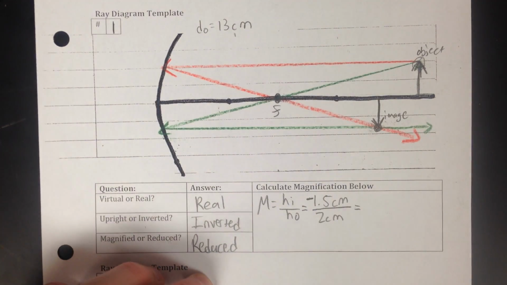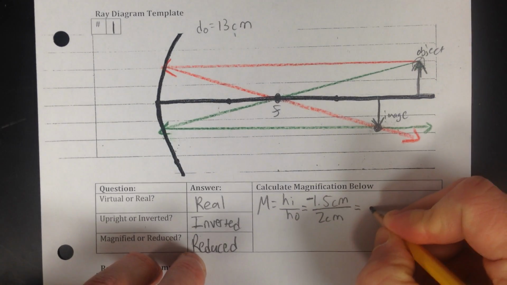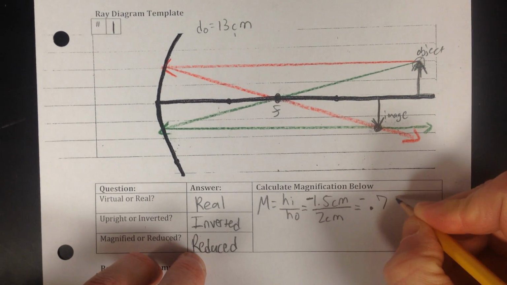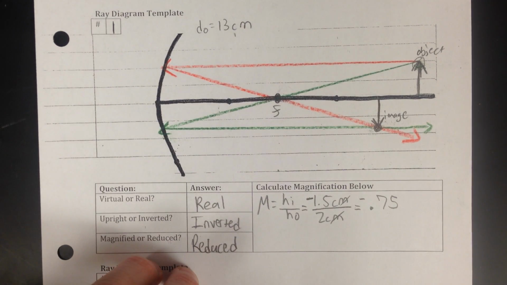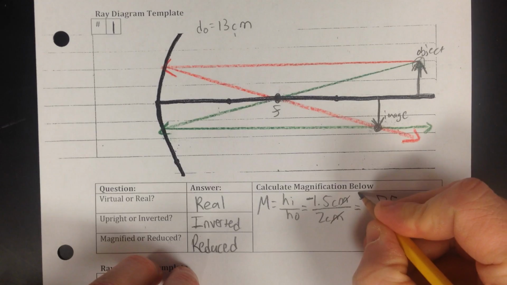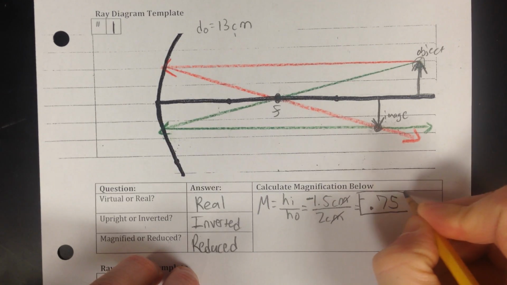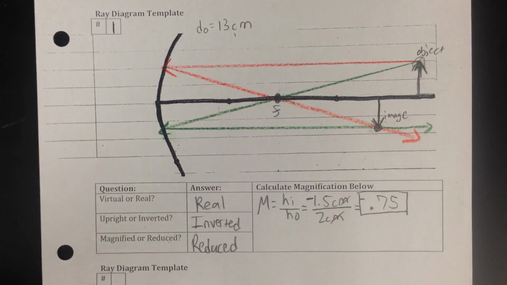So you could divide those up. 1.5 divided by 2. And you see that your magnification is a negative 0.75. Centimeters cancels out. And magnification, as you remember, does not have a unit. Box your answer for magnification.